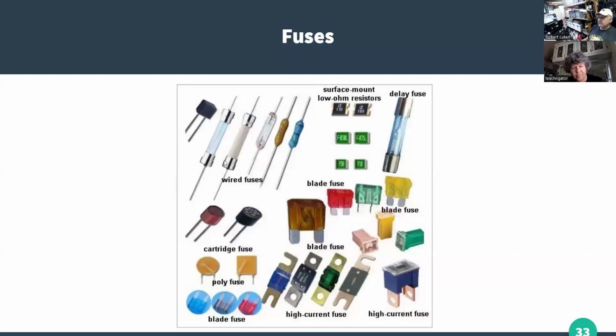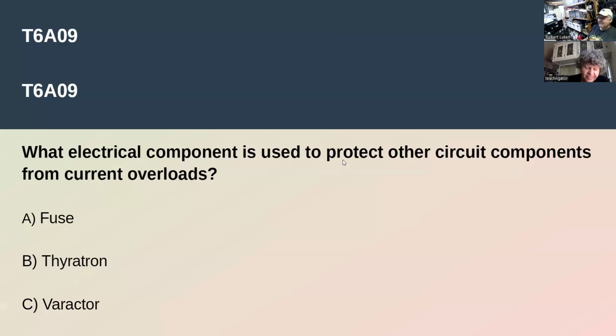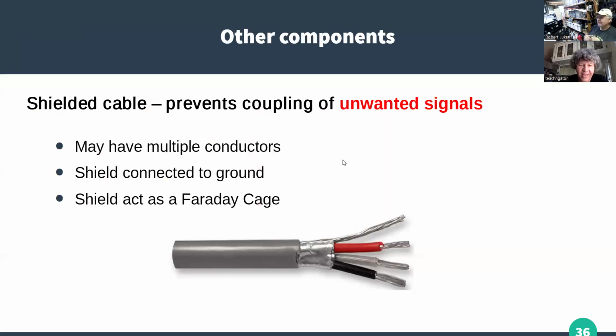These are more of the old-fashioned, wired type. You also see them without the wires as cartridge fuses, like this one, which snap in a holder. Lots of different kinds. They all do the same thing, just different values. So what electrical component is used to protect other circuit components from current overloads? Alpha, the fuse. That was a really hard one, wasn't it? Yeah, I couldn't handle that.